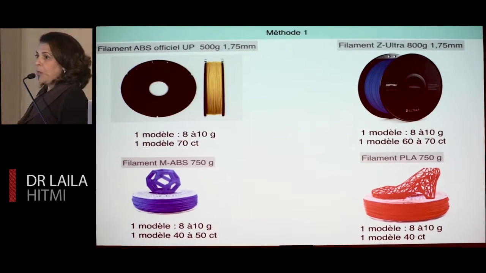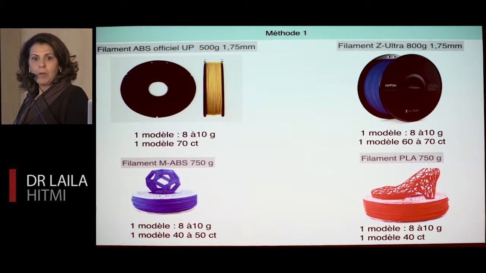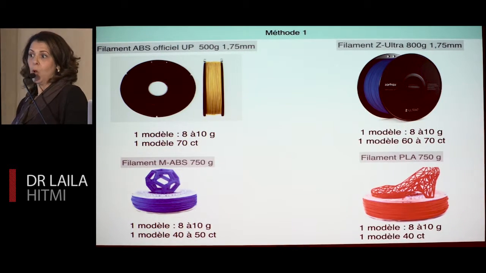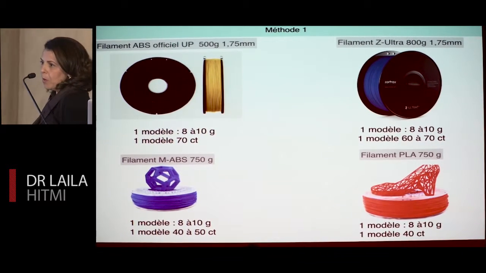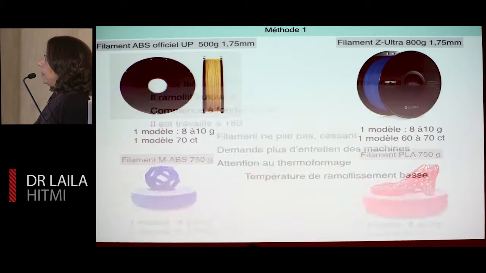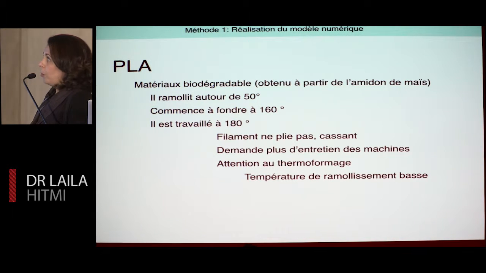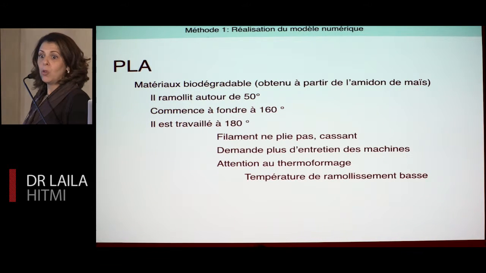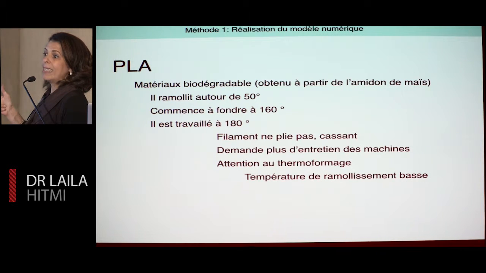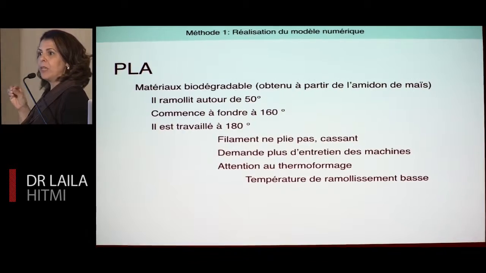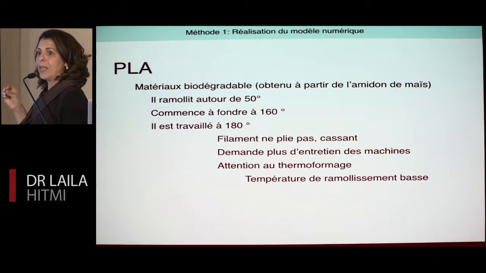With these materials, the model weighs 8 to 10 grams. The coil weighs between 500 and 600 grams. So you end up with a model costing 50 to 70 cents. So we're very remote from the original price of 120 euros. PLA is a biocompatible material. That's the main advantage. However, it starts melting at the temperature of 160 degrees, and you have to work on it at 180 degrees. The filament breaks.